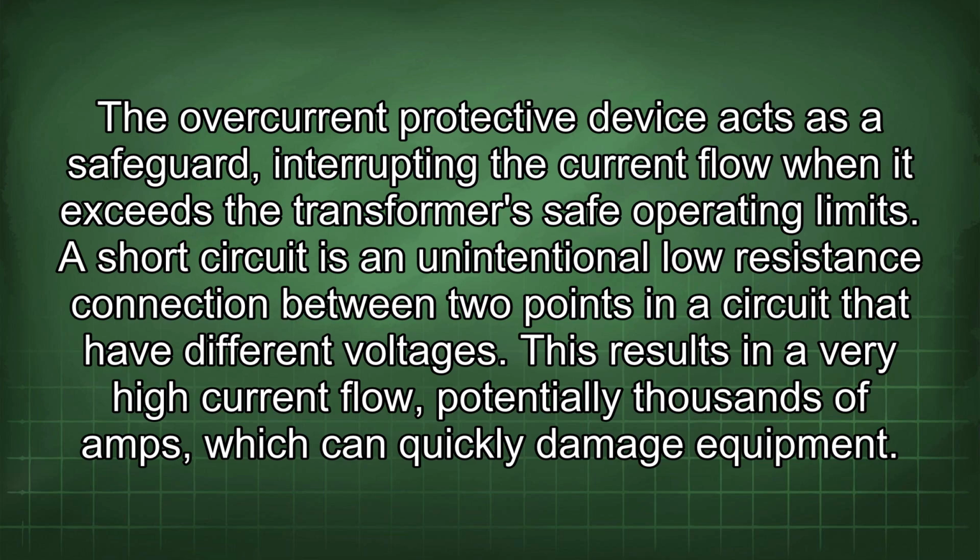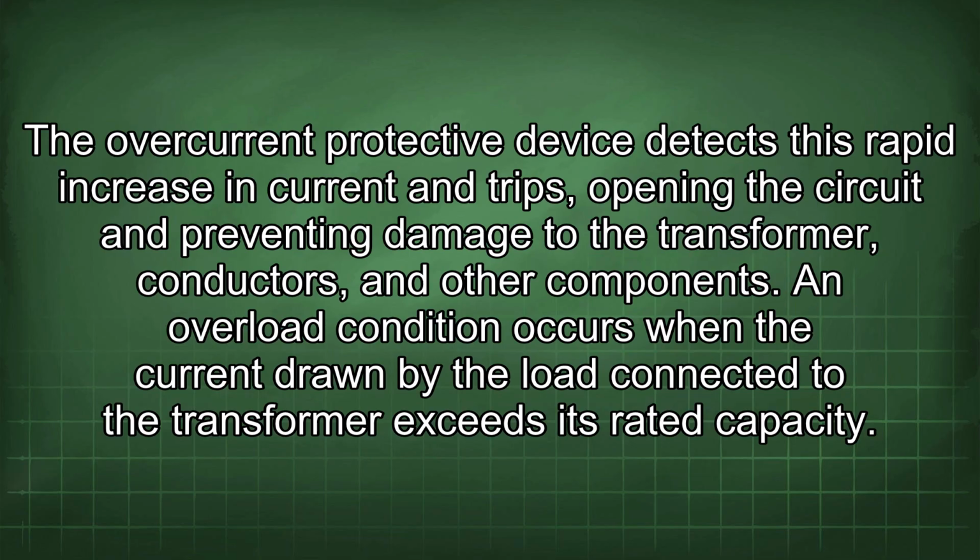A short circuit is an unintentional low-resistance connection between 2 points in a circuit that have different voltages. This results in a very high current flow, potentially thousands of amps, which can quickly damage equipment. The overcurrent protective device detects this rapid increase in current and trips, opening the circuit and preventing damage to the transformer, conductors, and other components.